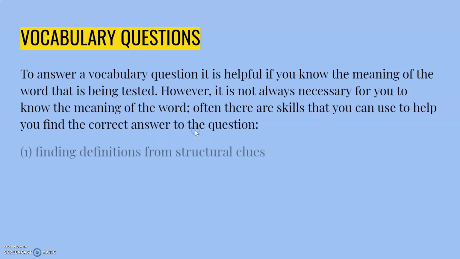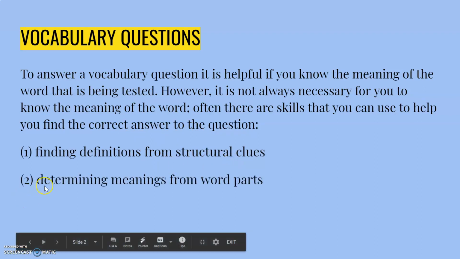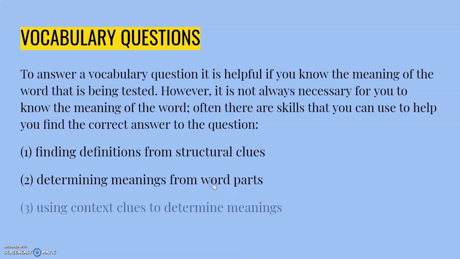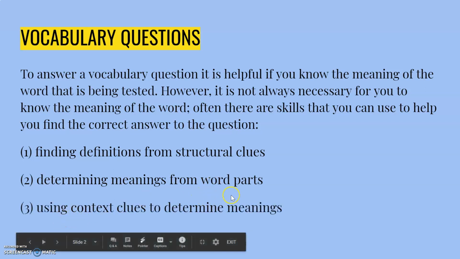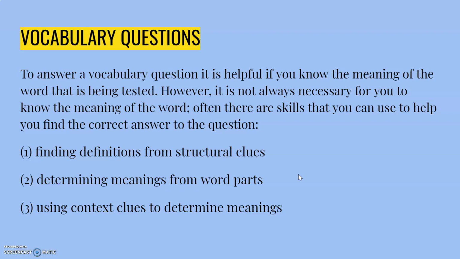How? First is finding definitions from structural clues. The second is determining meanings from word parts. The third is using context clues to determine meanings. However, today we are going to focus on number 1 and number 2.